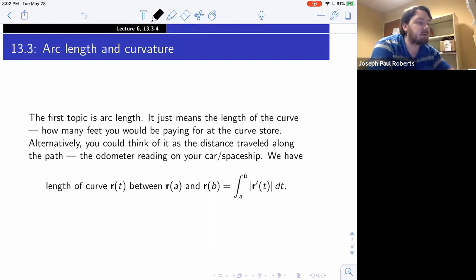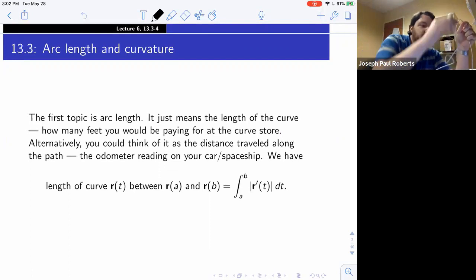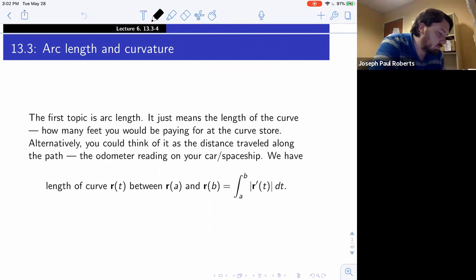So if you were bending this cable in the shape of your curve, how much cable does it take? And so a curve you want to think of, remember, as a one-dimensional object. So the appropriate way to measure a curve is how long it is. So if you were buying a curve at the curve store, you'd be paying per foot or per meter or something like that. So length of curve is arc length.